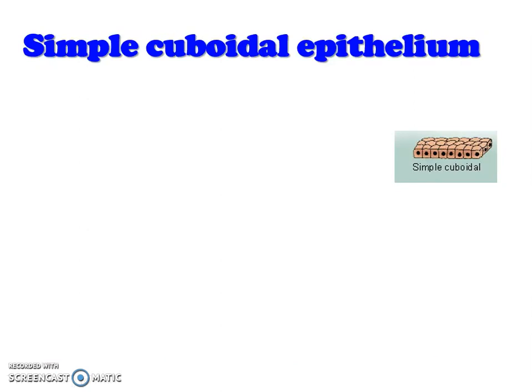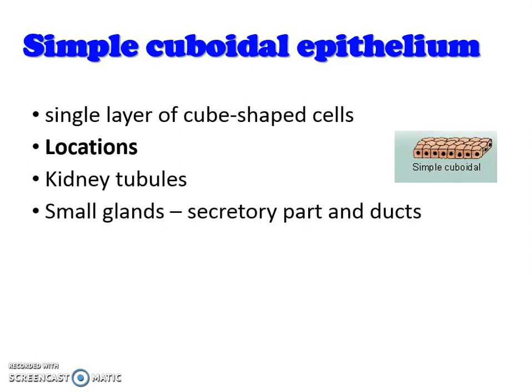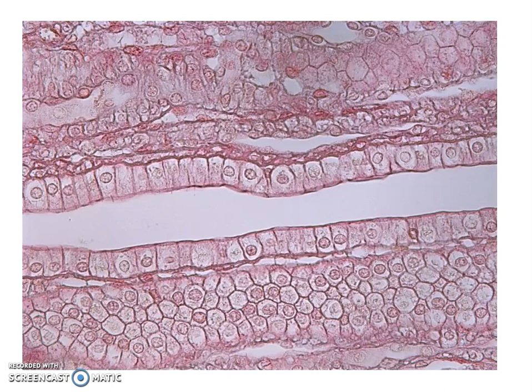Next we have simple cuboidal epithelium, and as the name implies, this is going to be a single layer of cube-shaped cells. We can find simple cuboidal epithelium in kidney tubules that are going to be taking the stuff that was filtered out of the glomerulus. We're also going to find that in smaller glands, so both the secretory part that's responsible for releasing the secretions, as well as the ducts that are going to be carrying the secretions away. Also, the surface of the ovary contains simple cuboidal epithelium.